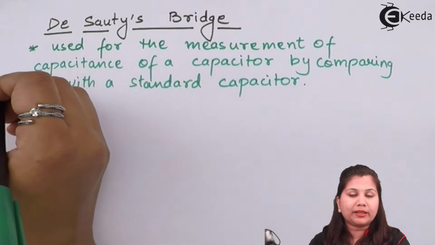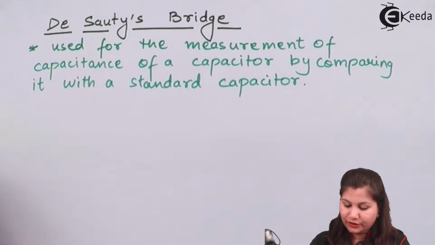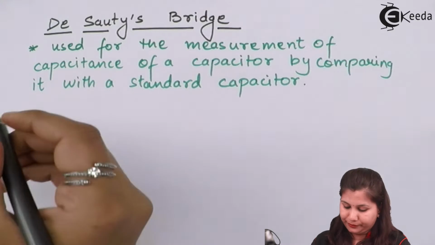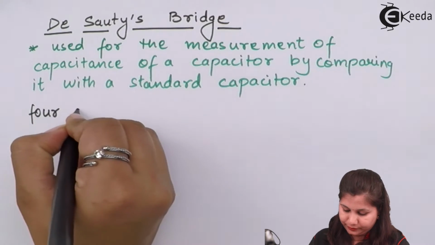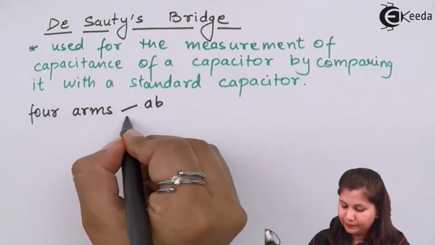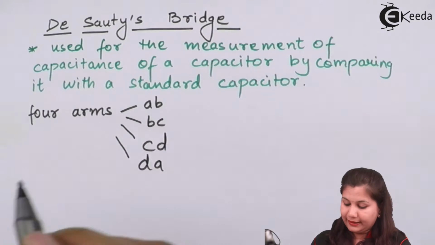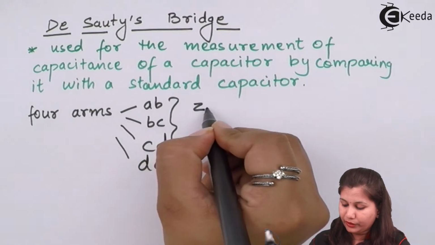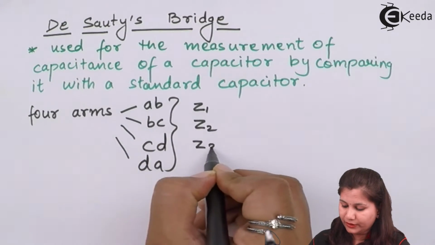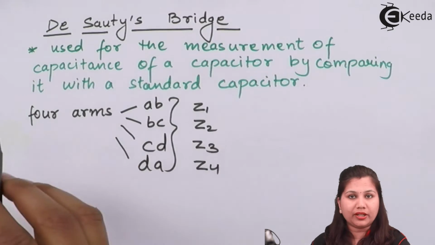Now as this Sauty bridge is an alternating current bridge, it will consist of 4 arms, and in the 4 arms we have the 4 impedances, that is Z1, Z2, Z3 and Z4. There will be 4 arms AB, BC, CD and DA. And in these 4 arms we will have the 4 impedances Z1, Z2, Z3 and Z4. So this forms the bridge network.